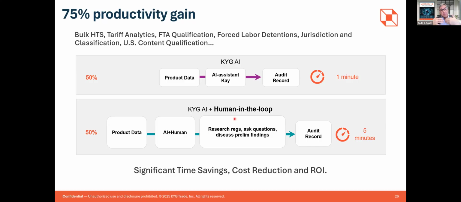And then for the other 50% that goes into the human queue, what we're seeing is that the amount of time it takes for the human to review and complete those classifications, that time is also being reduced by around 50%. So that's how we come up with the 75% overall efficiency gain. And we have more information on this if you reach out to us.